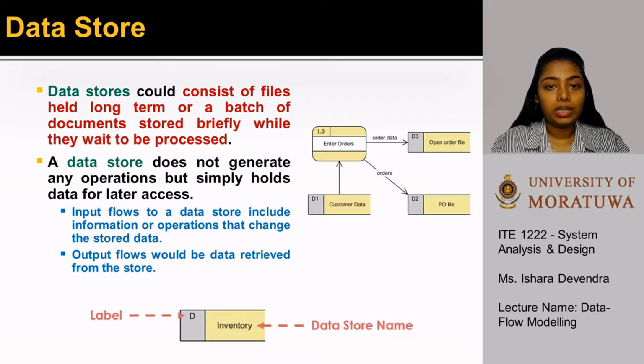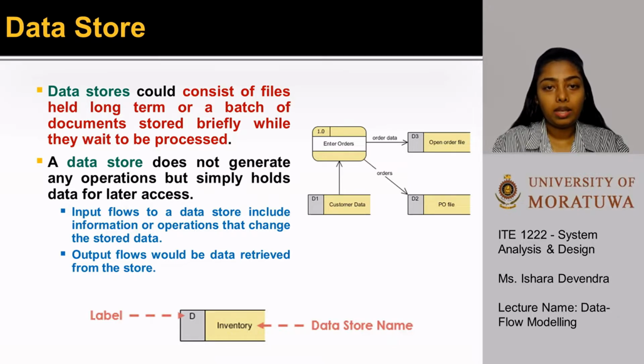Output flows would be data retrieved from the store. In this image, you can see the notation to represent the data store in a data flow diagram. This is an example of how to represent the data store in a system.